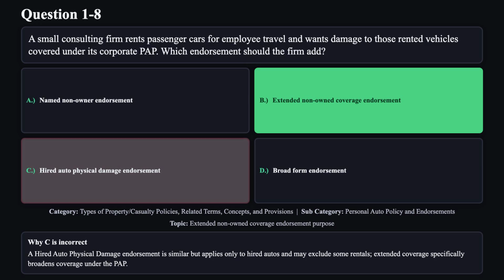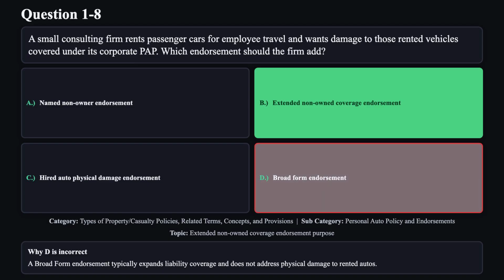Reason C is not correct. A hired auto physical damage endorsement is similar but applies only to hired autos and may exclude some rentals. Extended coverage specifically broadens coverage under the PAP. Reason D is not correct. A broad form endorsement typically expands liability coverage and does not address physical damage to rented autos.